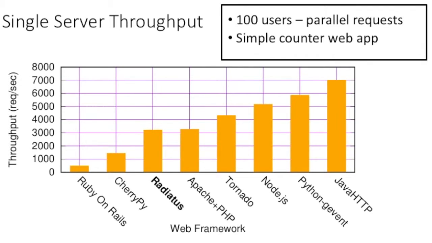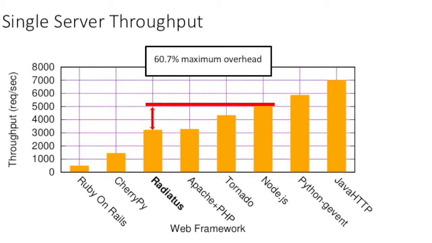Now, to analyze the single server throughput, we simulated 100 users issuing parallel requests to a simple counter web app. This was a web app that was just showing the number of requests that have been seen, to prevent caching. And what's interesting here is specifically the 2 bars for Radiatus and Node.js. Since Radiatus is written on top of Node.js, we showed that we have a maximum single server overhead of about 60.7%. Now, this is the maximum, so we expect that as application complexity grows, since most applications should be much more complex than a single counter application, this relative overhead should be less.